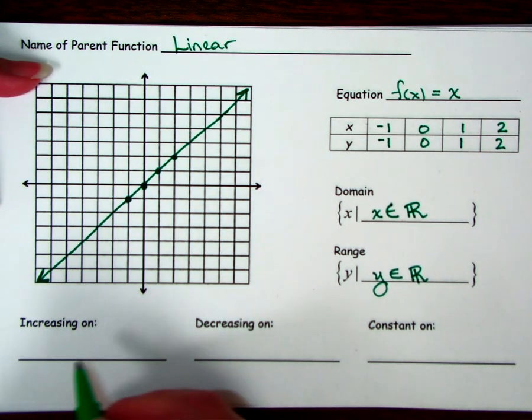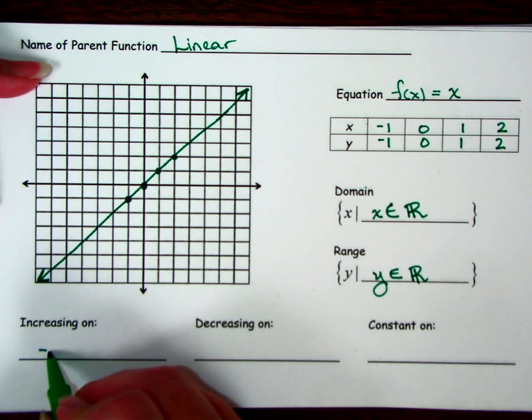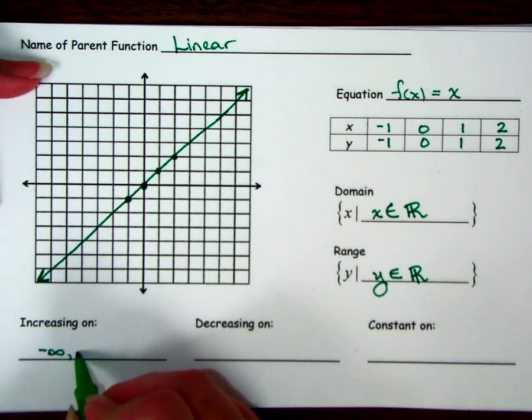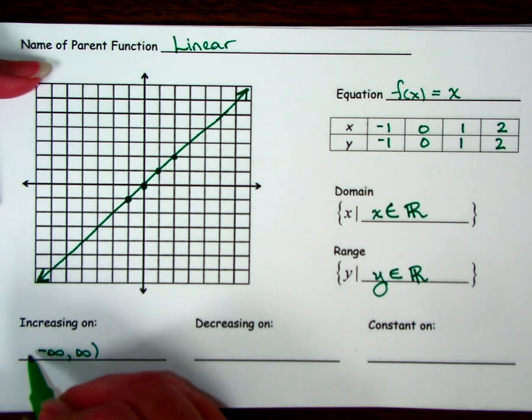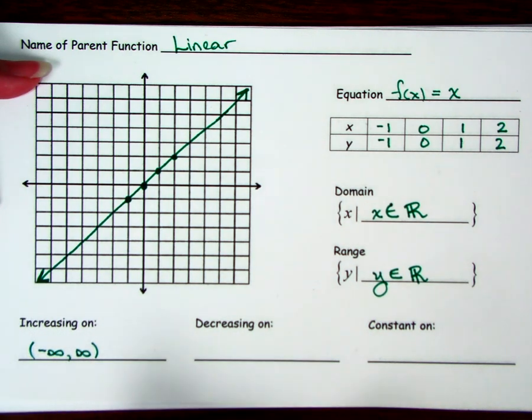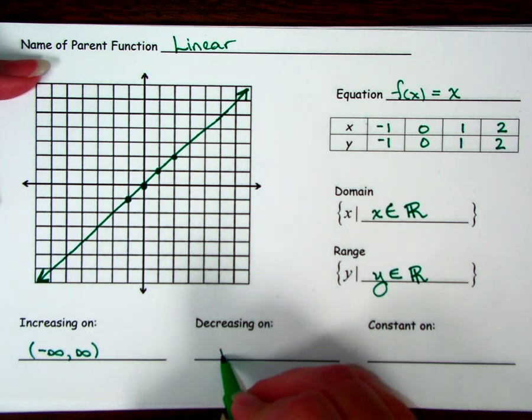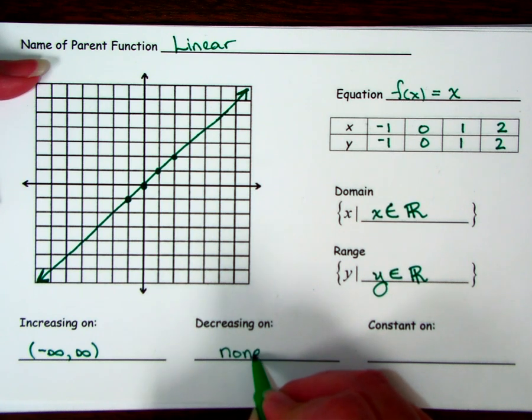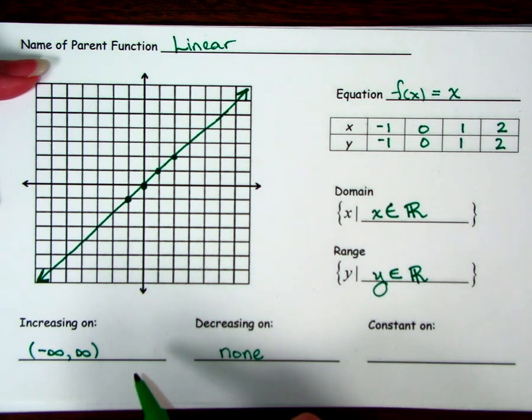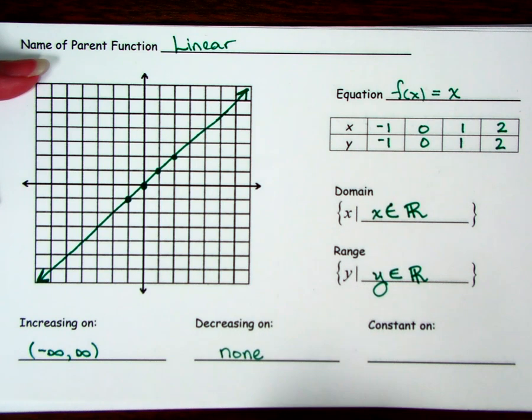We write that in interval notation as from -infinity to +infinity, and we enclose it with parentheses. Now if it's increasing from -infinity to +infinity, then it can't ever be decreasing. It's always increasing. So we'd say none here. Decreasing would mean that it's going downward.